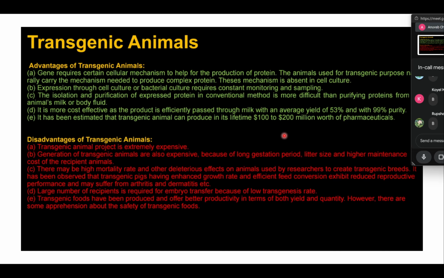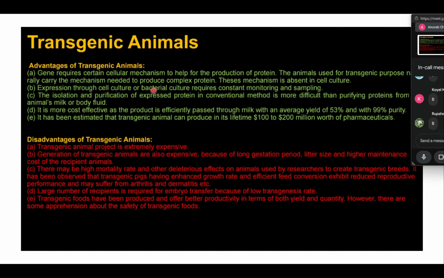And what are the different advantages of using transgenic animals? Gene expression requires certain cellular mechanisms to help with the production of protein. Animals used for transgenic purposes generally carry the mechanisms needed to produce complex proteins, and these mechanisms are absent in cell culture. So different parts of the body obviously produce proteins specific to that part of the body, and maybe these proteins can show an effect on the overall organism, but not on individual cells. And that is why you should have transgenic animals to study all of these.